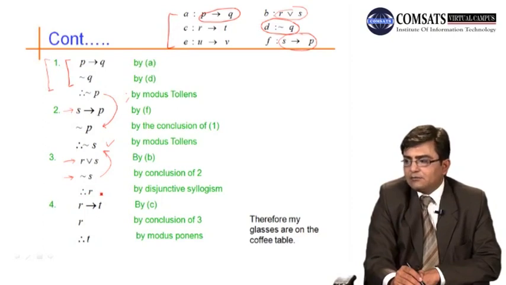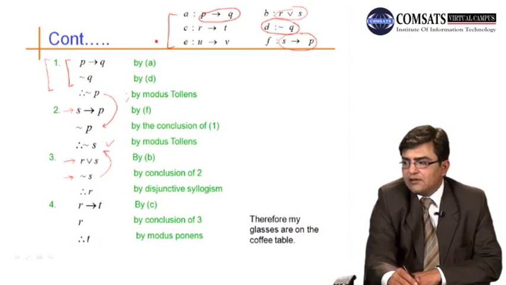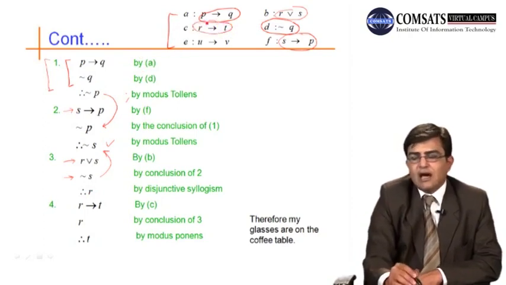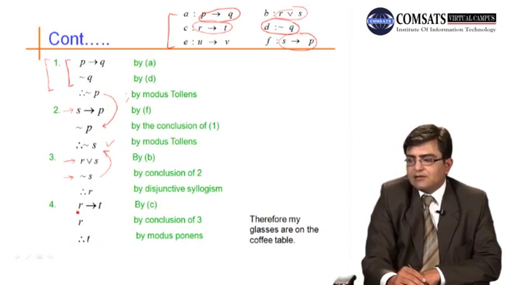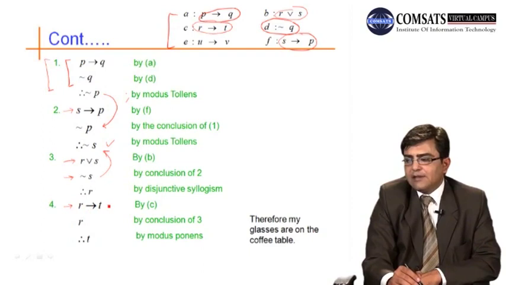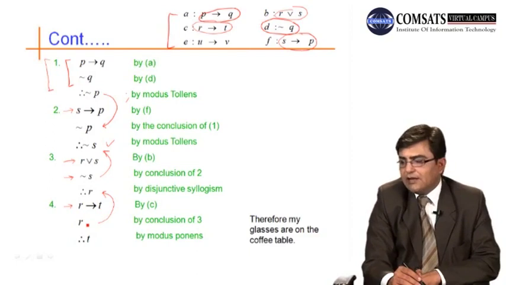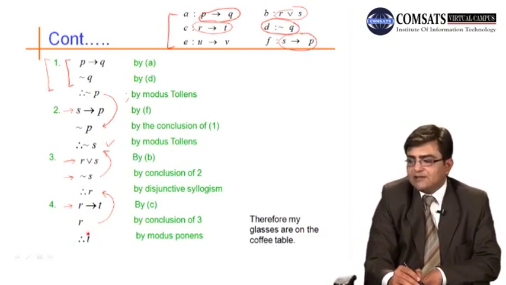Now R can be connected with the premise R implies T. So in the fourth step we combine R implies T and the conclusion of the previous, third step. R implies T is true, R is true. What do we conclude by using modus ponens? Therefore T.